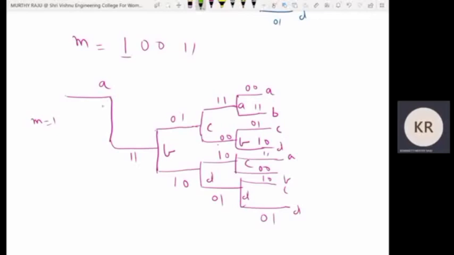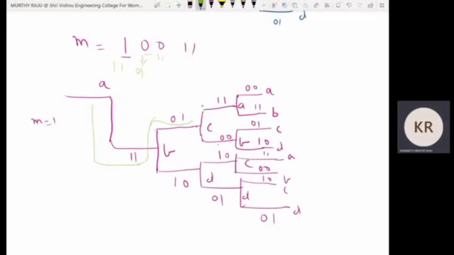Initially, M is equal to 1 means from the starting state the direction is downward. For M is equal to 1, output is 1 1. Next bit is 0. 0 means upward direction. Upward direction means 0 1 is the output.